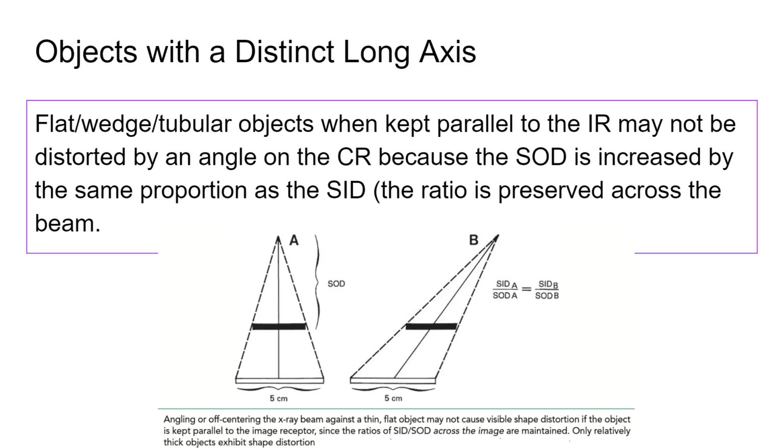So if we have objects that are thin compared to your cranium, let's say, then we should see very little distortion, even with an angle. Especially if, notice there's an angle on the beam, but we are still perpendicular to, sort of, the object.